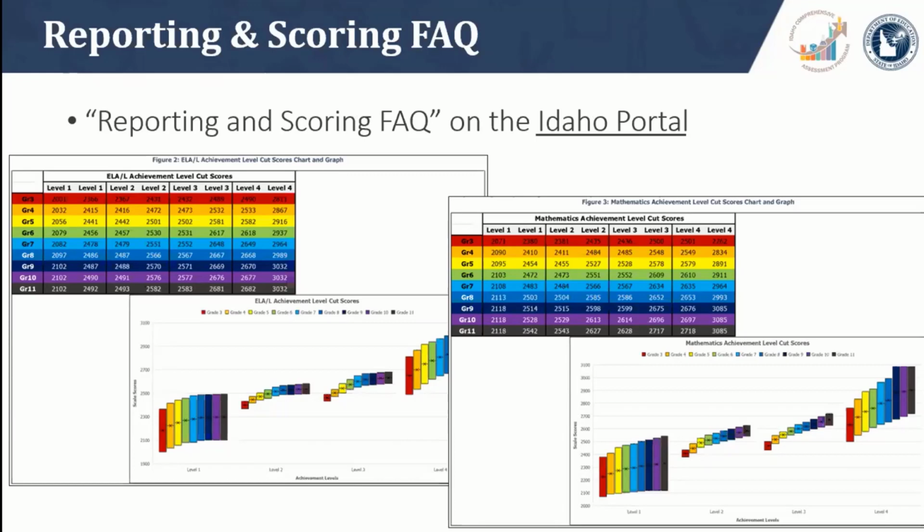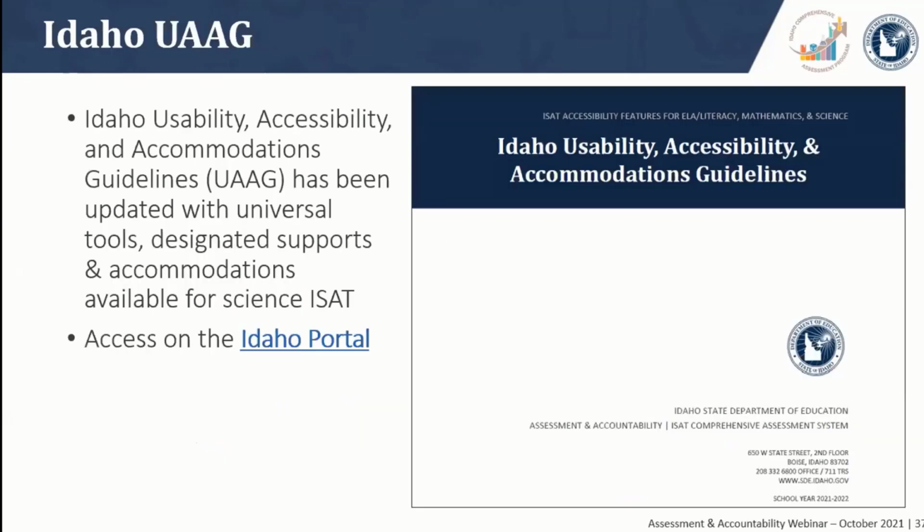A lot of helpful information in these resources, so be sure to check them out. Speaking of resources, for school year 21-22, the Idaho Usability, Accessibility, and Accommodations Guidelines has been created to include information on the universal tools, designated supports, and accommodations available for the ELA, math, and science ISATs. The Idaho UAAG is posted on the Idaho portal.